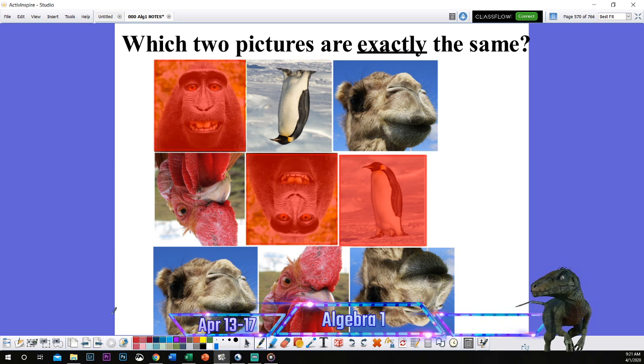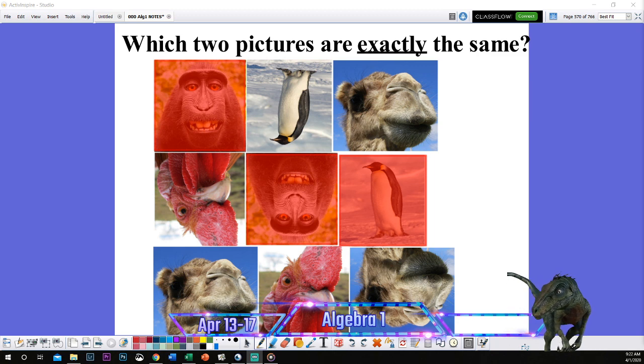First, we're going to ask you a strange question. And if you have this here in your notes, you may have wondered, why in the world is this here? Well, I'm here to show you just how easy this really is. I want you to be able to tell me which two pictures are exactly the same. Now, this seems like a silly question, but I think you can figure this out. Which two pictures are exactly the same?